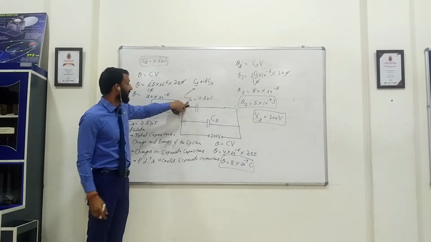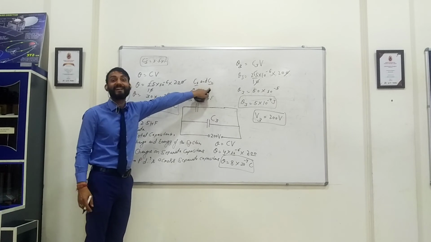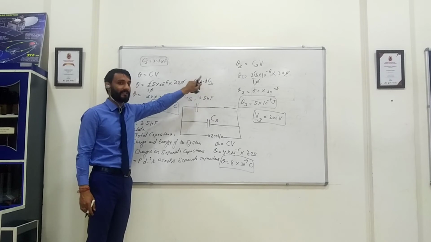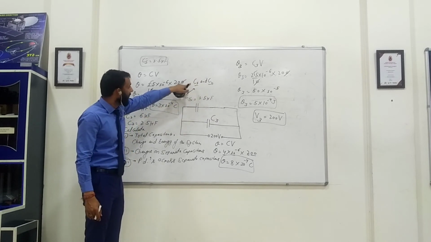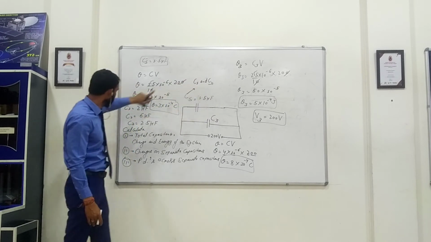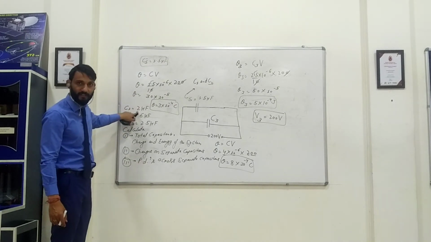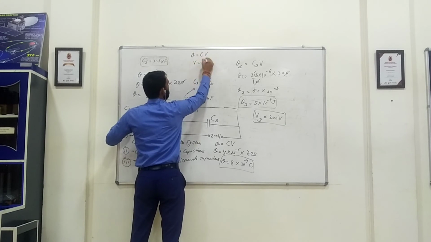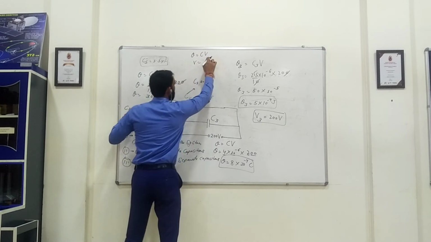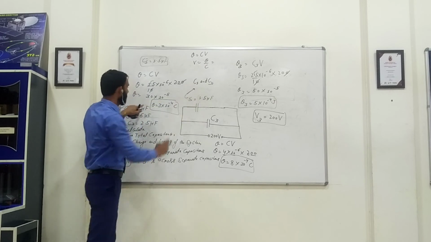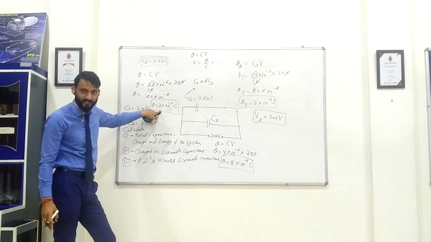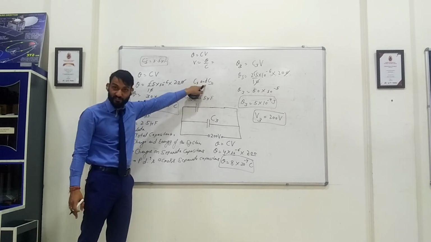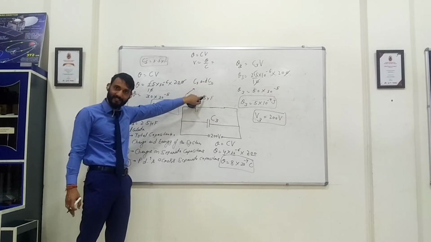But potential through C1 and C2 will get divided. Why will it get divided? Because they are connected in series. So how much is the capacitance of C1? C1 I know is 2 microfarad. I have to calculate, Q is equal to CV, then V is equal to Q upon C. How much charge is passing through C1? This much charge is passing through C1. The same charge is passing through C2, and the same charge is passing through the combination of these two, because they are connected in series.